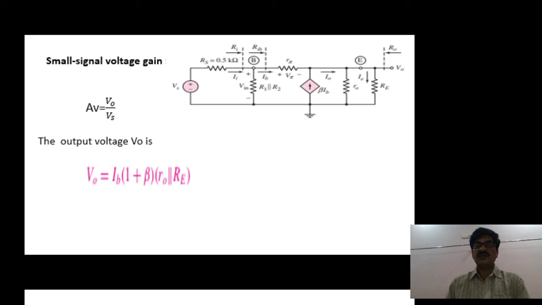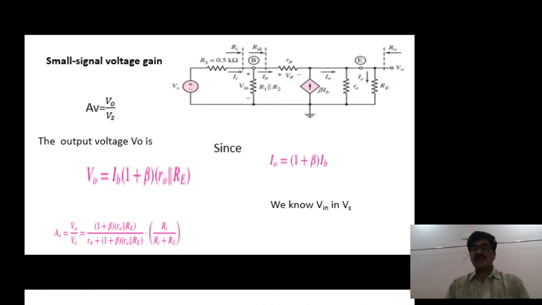Now substitute IB value already derived previously, and Vin in terms of Vs you can write as Ri divided by Ri plus Rs into Vs. If you substitute all those, the voltage gain we obtain is 1 plus beta into R0 parallel RE divided by R pi plus 1 plus beta into R0 parallel RE, into Ri by Ri plus Rs. Like that we can get the voltage gain equation.